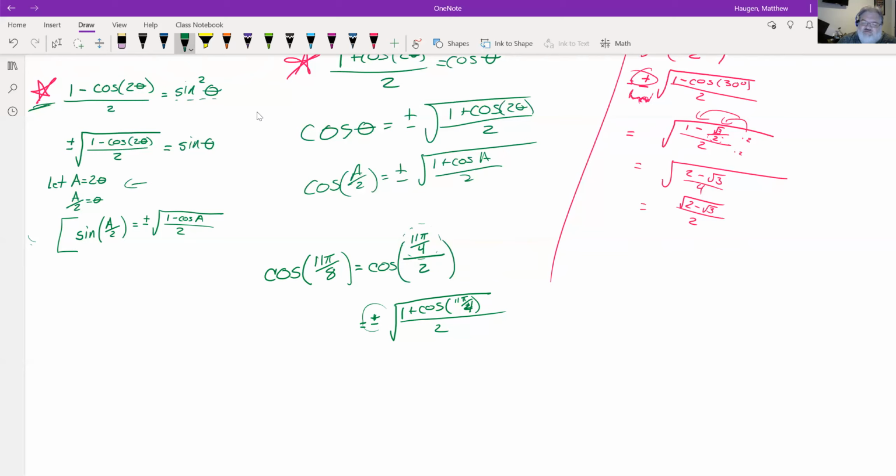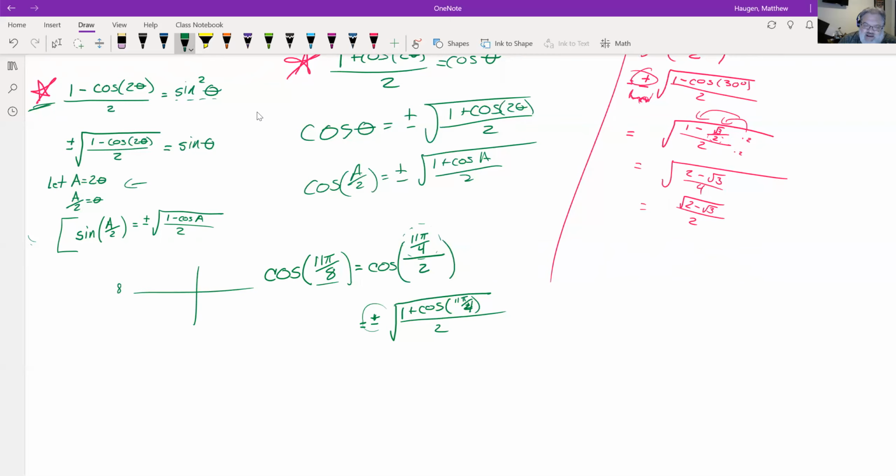Which angle are you looking at? Do we care where the 11 pi over 4 is, or do we care where the 11 pi over 8 is? Which one are we trying to find the cosine of? Are we trying to find the cosine of 11 pi over 8, or the cosine of 11 pi over 4? I don't know about you, I'm trying to find the cosine of 11 pi over 8. So what matters is what quadrant is 11 pi over 8 in?